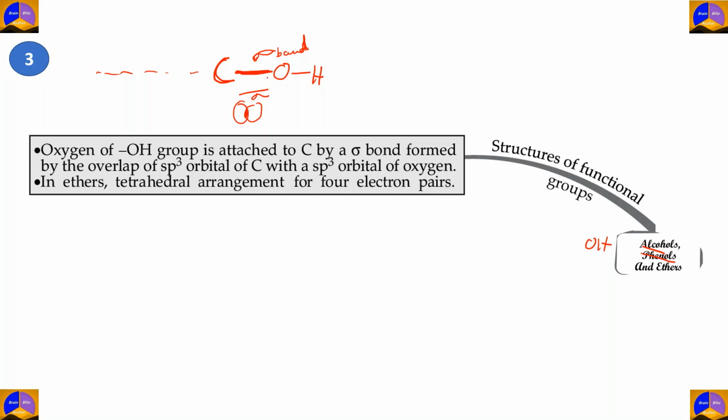Phenols also have the same perspective, but in that case, it will be an sp2 carbon atom. However, the difference comes in ethers. In ethers, there is a tetrahedral arrangement for 4 electron pairs. Basically, a tetrahedral shape is maintained by the electrons when both the alkyl groups attach to the oxygen atom.